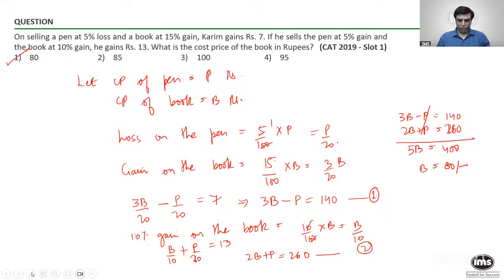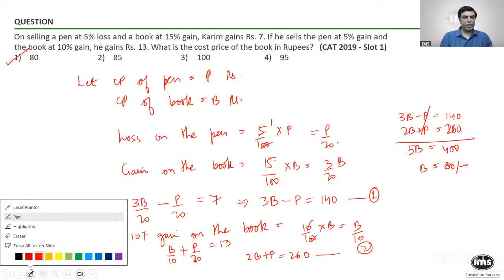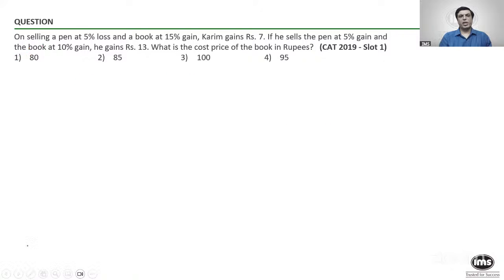Okay, great. So let's look at the second method of solving this. As I said, we are going to use equations only, but slightly smartly. In the first case, he is making 5% loss on pen and 15% gain on book. I can say 15% of whatever is the cost price of book, minus 5% of whatever is the cost price of pen, is 7 rupees.